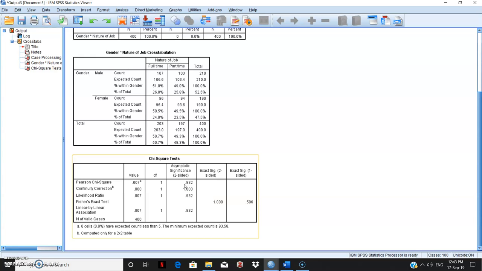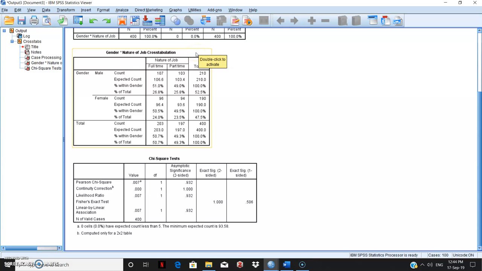Yes, it is 0.05. So is this value less than 0.05? The answer is no. So is there a significance? No. There is no significant association between gender and nature of job. That would be our conclusion.